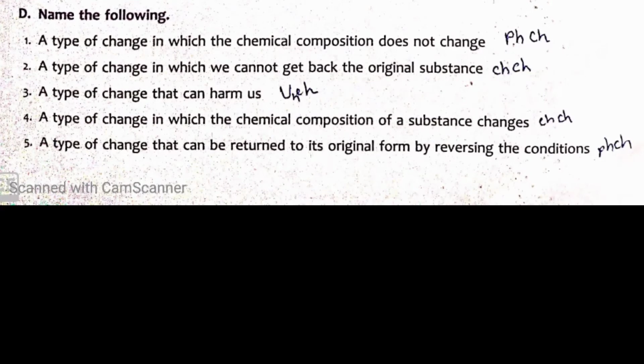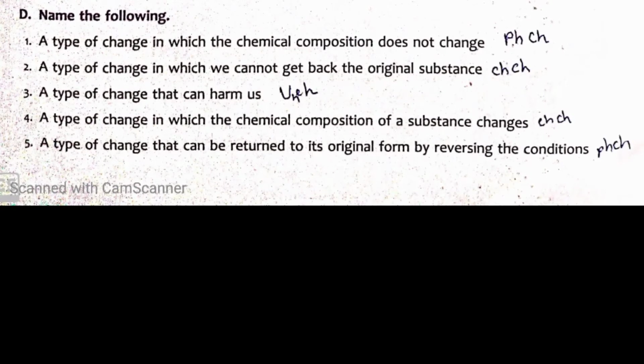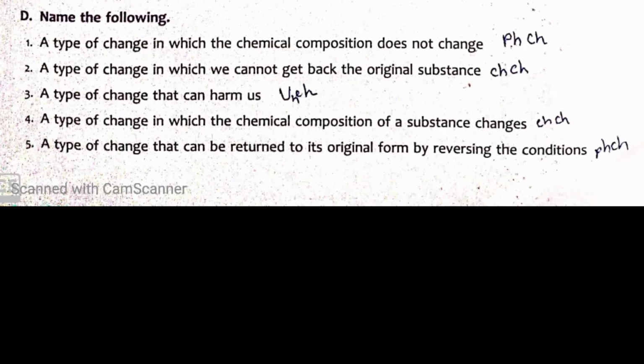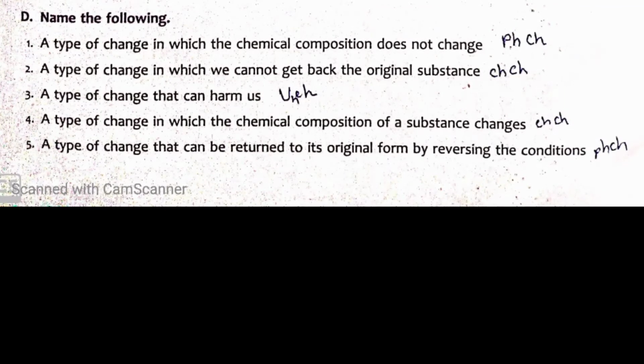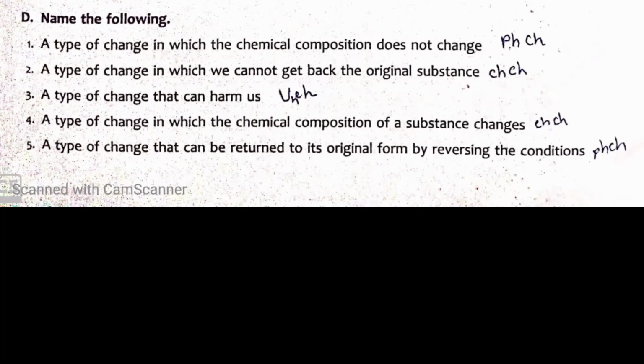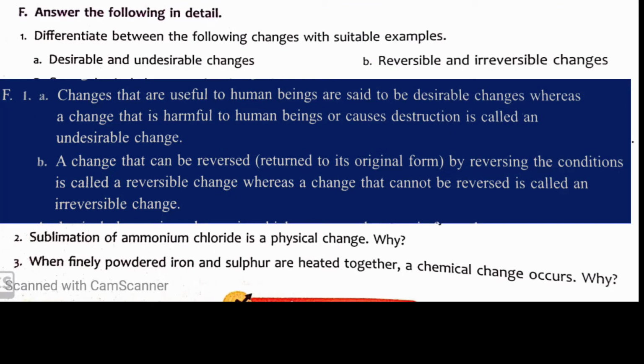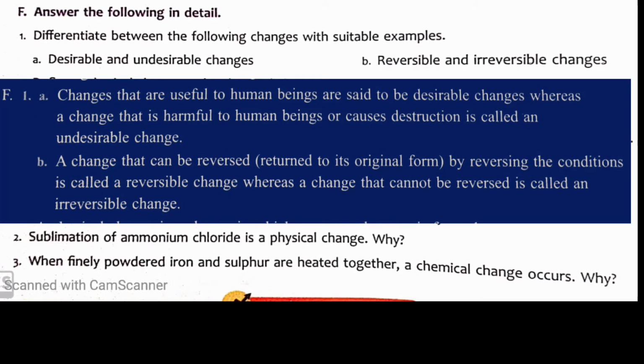Fifth number, a type of change that can be returned to its original form by reversing the condition. It is called physical change or reversible change. So first question, answer the following in detail.